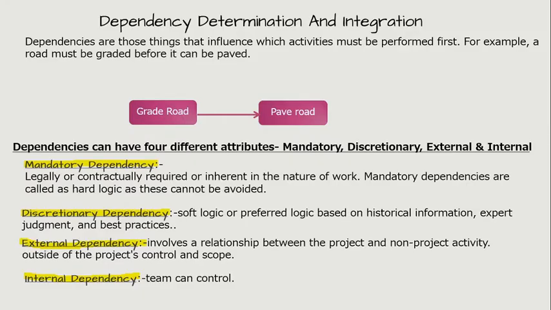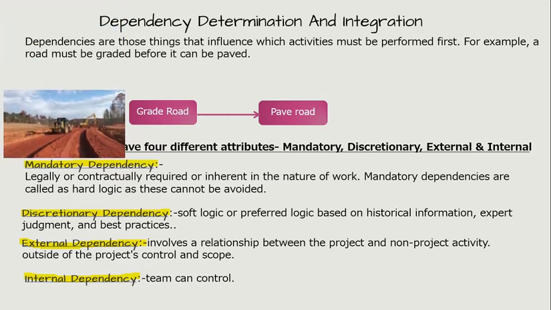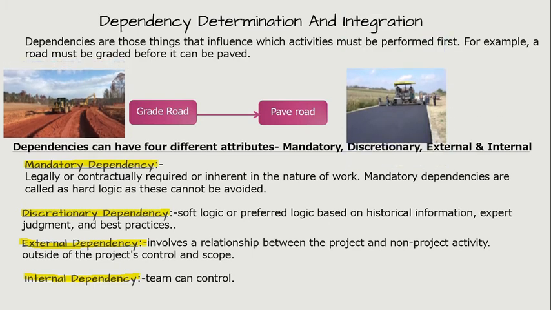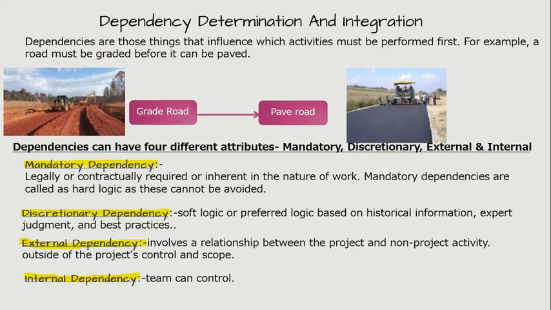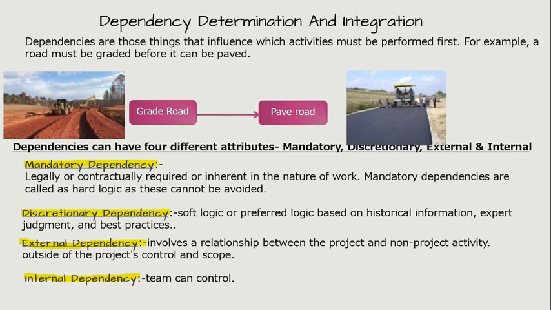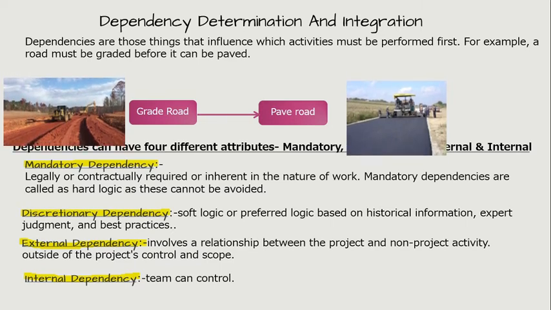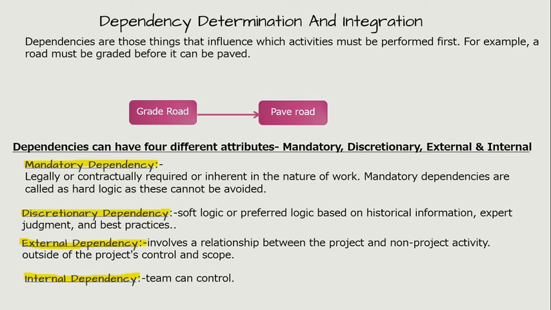Dependency determination and integration. Dependencies are those things that influence which activities must be performed first. For example, a road must be graded before it can be paved. If grading and paving the road were two activities on the project, then we would say that the start of the activity of paving the road is dependent upon the finish of the activity of grading the road. Thus, these two activities have a finish to start relationship.